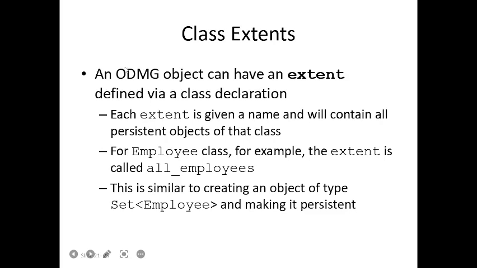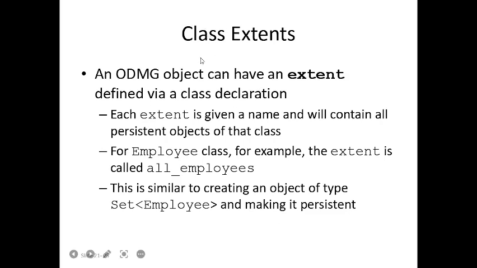For example, the employee and department classes have extents called all employees and all departments. This is similar to creating two objects, one of type set employee and the second one of type set department, and making them persistent by naming them all employees and all departments.